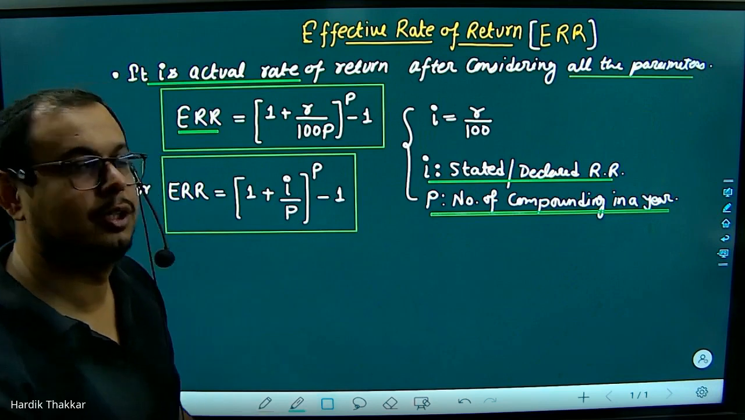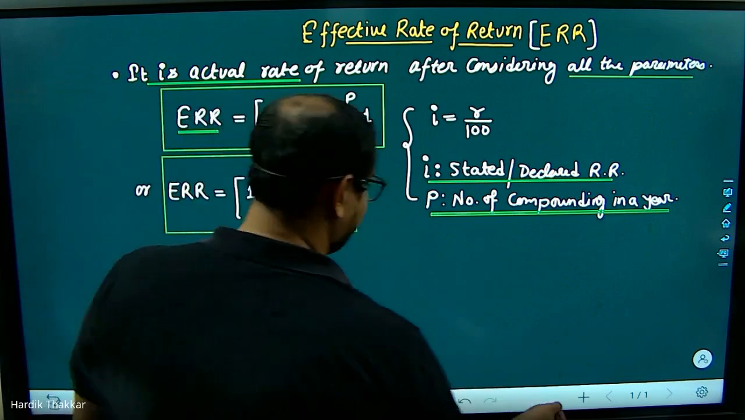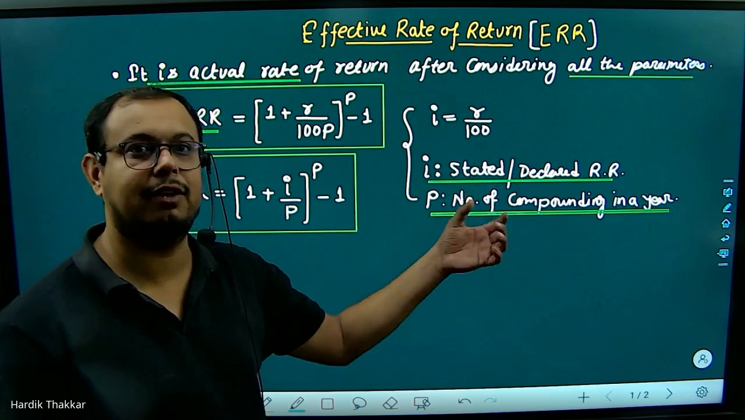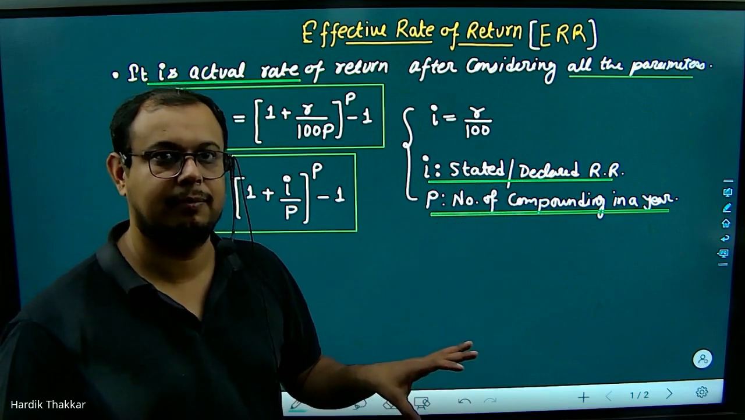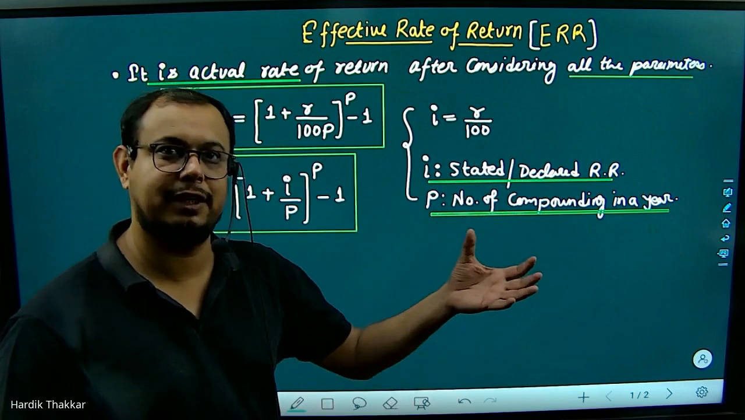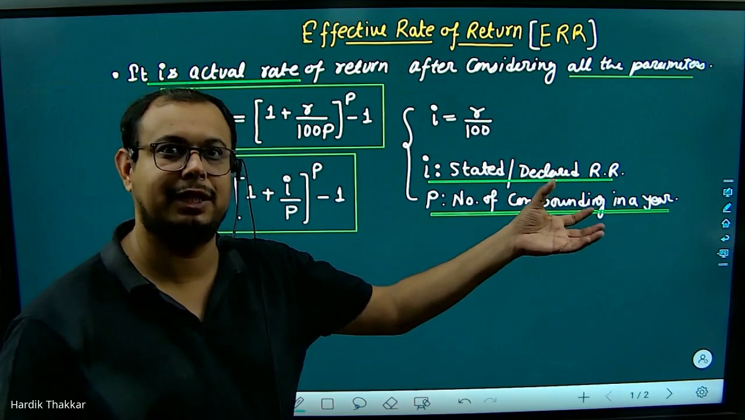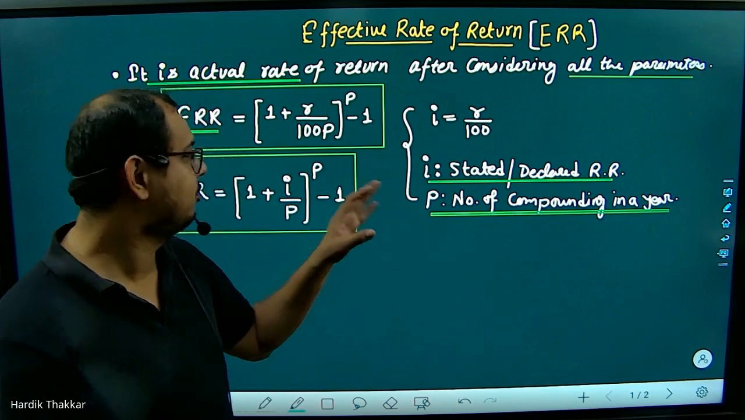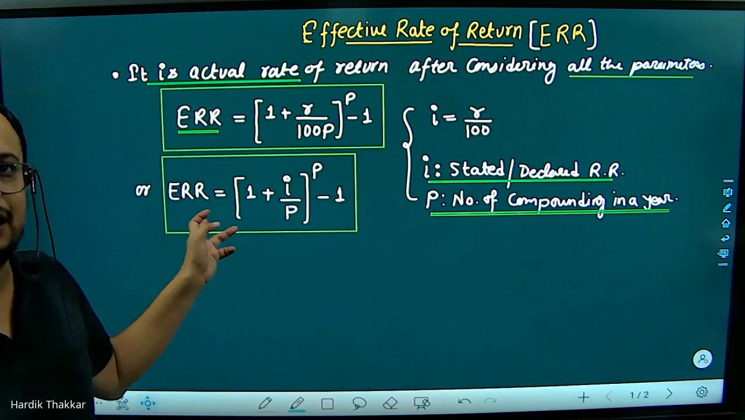Okay. So let's start with the questions from exercise 14. Either we have written stated or declared RR. Yes, this is what stated or declared rate of return. For example, I have stated that rate of return was 20% in selling that land, but effectively it was 10%. So this is the difference between ERR and I.